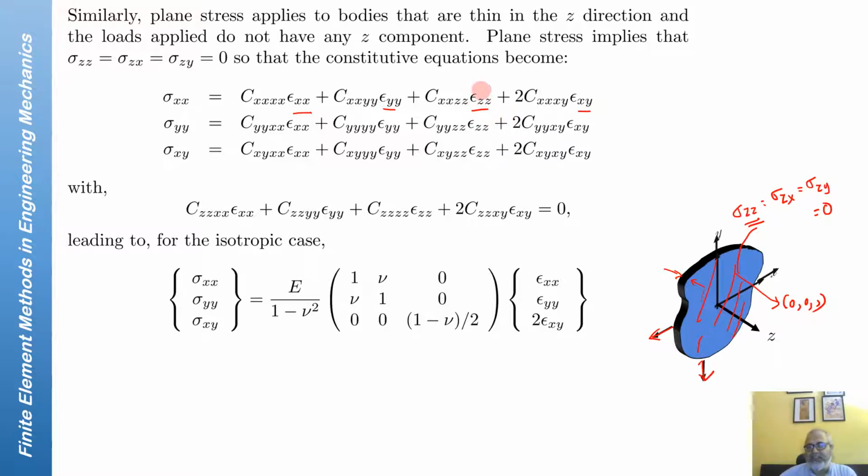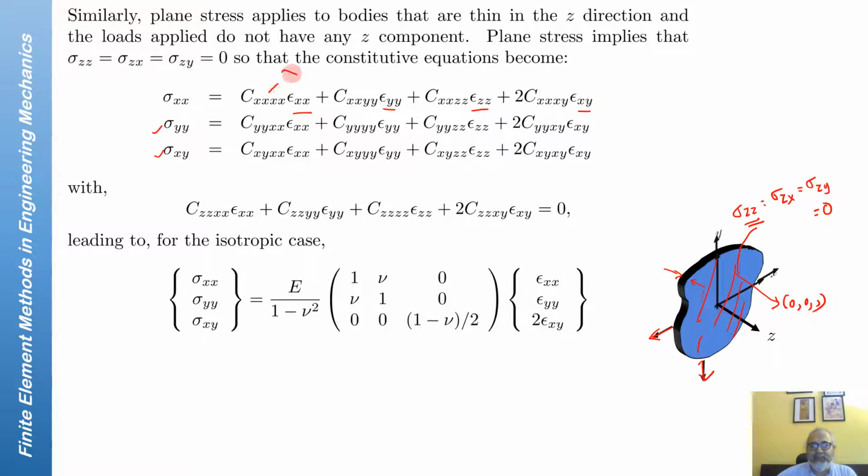Epsilon zz can be non-zero, but sigma zz is not. Whereas in plane strain, epsilon zz was 0 and sigma zz was not. So we write sigma xx. Again, these 2's come because you have xy and yx both clubbed into this term. We write it for yy, we write it for xy.